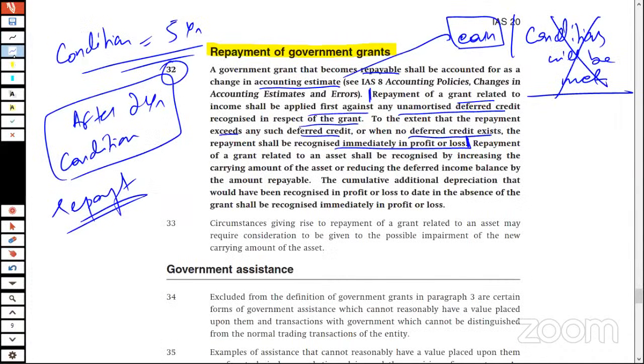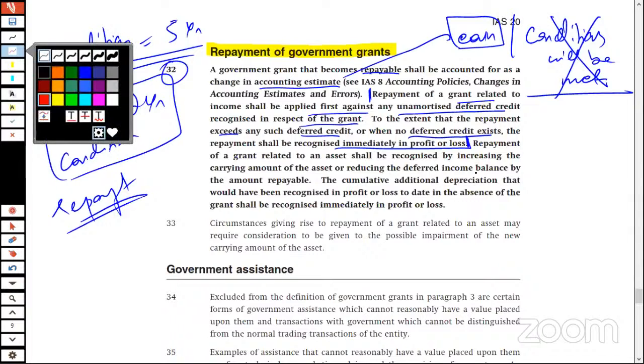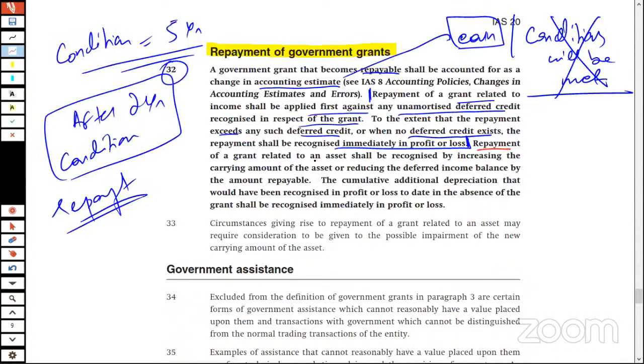The next thing is, it says, the repayment of a grant related to an asset shall be recognized by increasing the carrying amount of the asset or by reducing the deferred income balance by the amount repayable. The cumulative additional depreciation that would have been recognized in profit or loss to date in the absence of the grant shall be recognized immediately in the profit or loss.